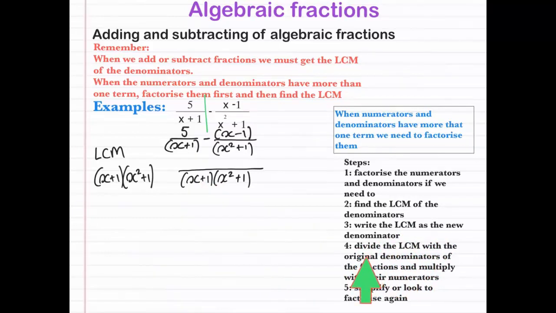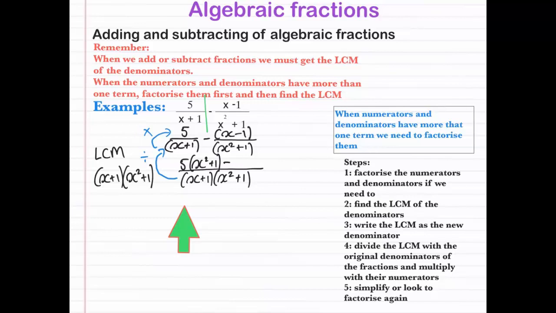Divide the LCM with the original denominators of the fractions and multiply with their numerator. So what that basically means is we take the LCM, we divide by that denominator, and then that answer we will multiply with the numerator. So okay, x plus 1, x squared plus 1 divided by x plus 1. So the x plus 1 and x plus 1 will cancel. And then we have x squared plus 1 times 5 left, right? So I'll write the 5 at the front and then it will be x squared plus 1.